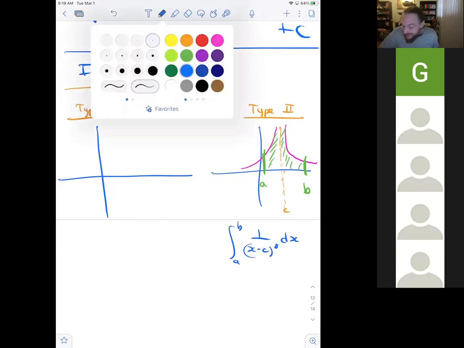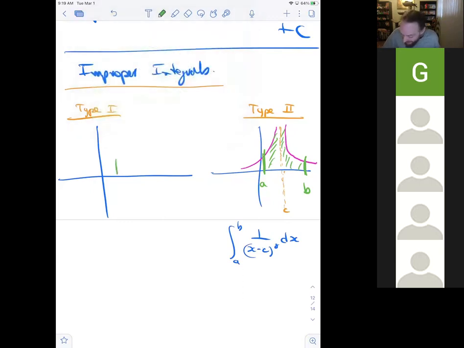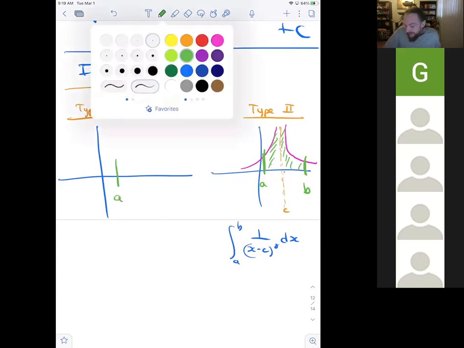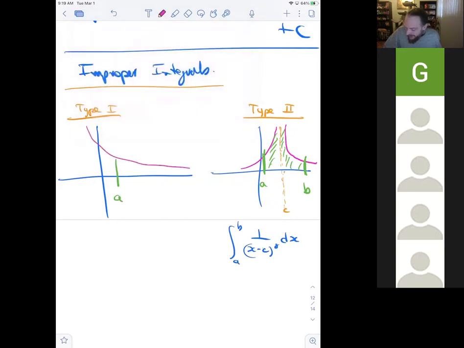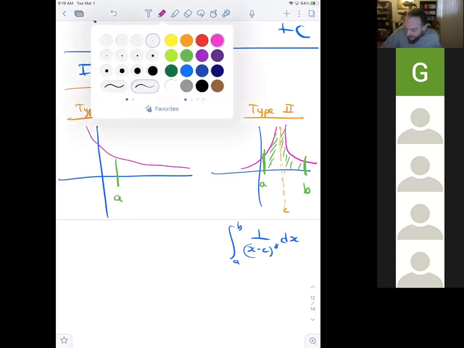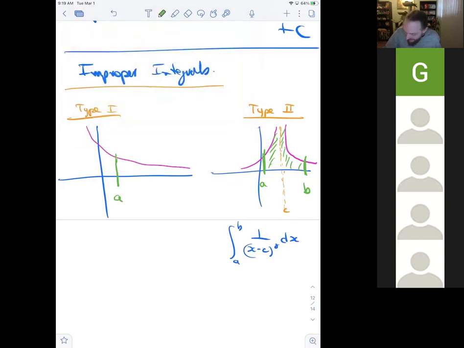Type 1 is a little bit easier, and it's easier to see because in a lot of the cases we're going to have an A, and then we have a function, and we want to know now, is this area from A to infinity finite or infinite? So pictorially, this is the idea of what we call improper integrals of type 1 and type 2. We have either a horizontal asymptote we're approaching, and we want to know whether the area under it as it goes to infinity is finite or infinite for type 1.